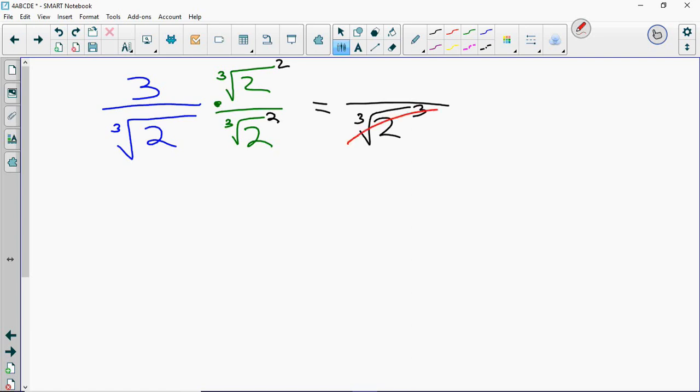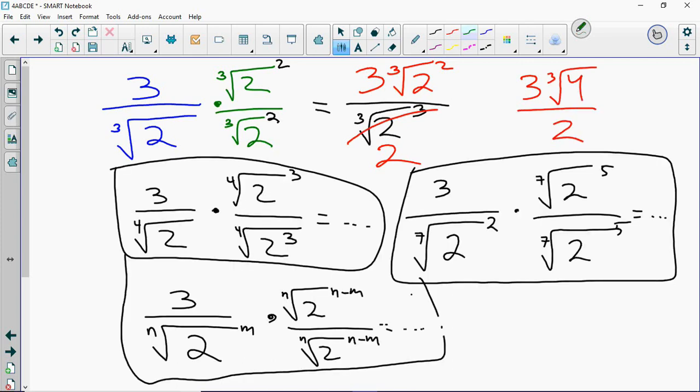And that'll give us just 2 in the denominator, and then my numerator would be 3 times the cubed root of 2 squared, or we could call that 3 times the cubed root of 4, all divided by 2. If I had the 4th root of 2 in the denominator, then I'd need to multiply by the 4th root of 2 cubed, because then these two together would give me the 4th root of 2 to the 4th. See the pattern here?